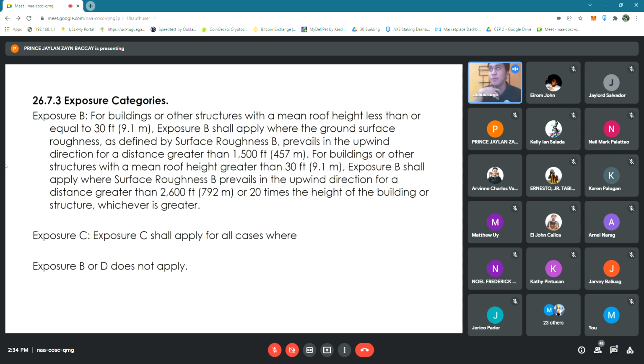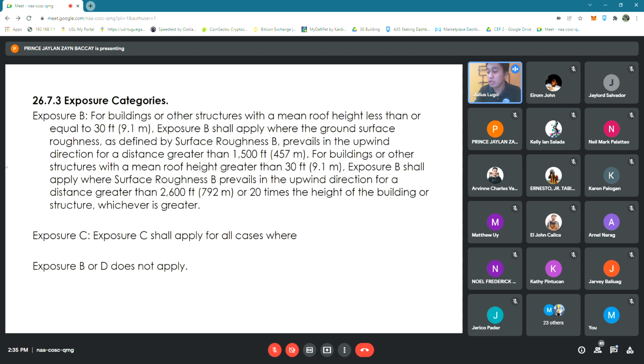Now, exposure B actually can be used, okay, ito na yung exposure categories. Kasi kanina yung na discuss is the roughness category or the surface roughness categories. Now, the exposure will depend on the surface roughness. Okay, so if your surface roughness is under the category B, you should use exposure B. Okay, wherein exposure C naman applies for all cases where exposure B and D does not apply. Okay?